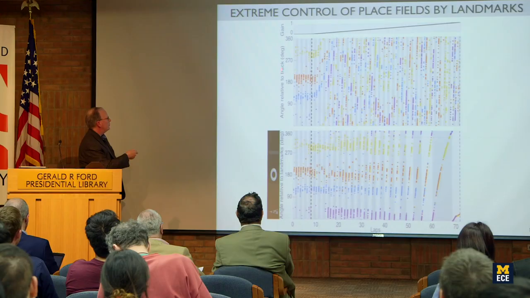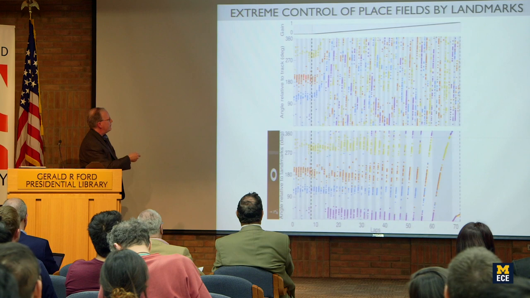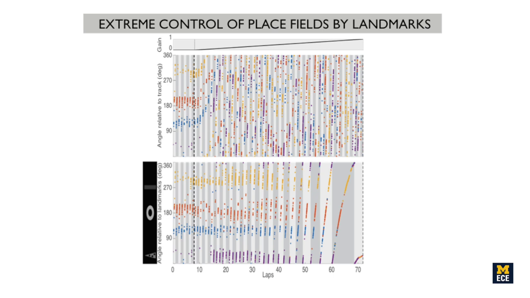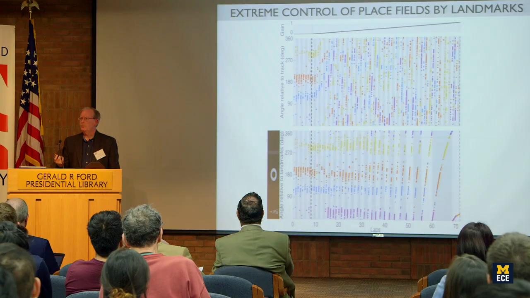For the first 7 or 8 laps, we have the landmark stationary, and we can see 3 cells showing normal place cell activity. So the rat runs around the track in this direction and completes 1 lap. First this cell fires, then this cell fires, and then the third cell fires. And you can see that each lap, the cell is firing in the exact same location, represented by angle on the track here and here. So it's just a very nice standard, stable place field map.